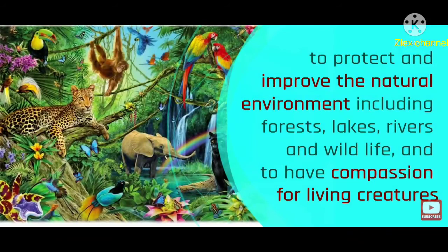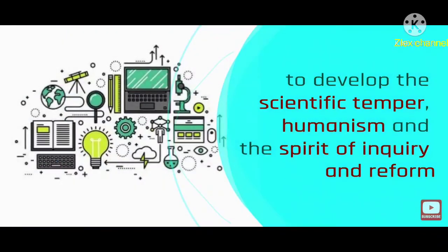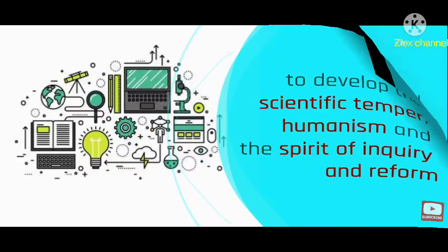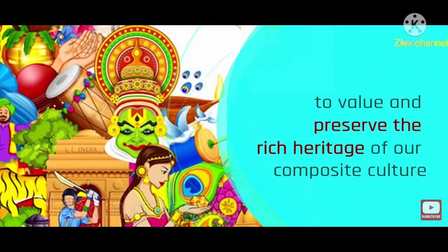Seventh, we must preserve our natural environment such as forests, rivers, lakes, and wildlife from destruction and degradation. Eighth, we must develop a scientific attitude. This means that we should discard superstitious beliefs. Ninth, we must not follow harmful social practices such as dowry, alcoholism, drug addiction, and gambling.